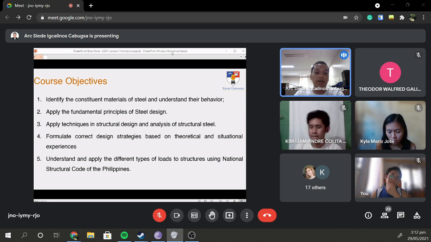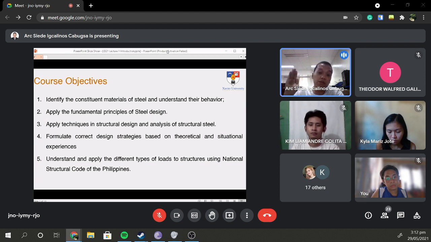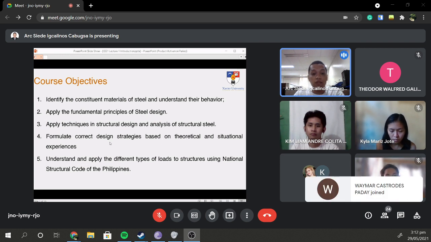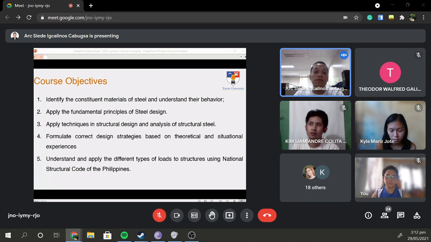Pero we are still going to review on that concept. Then ato na yung gamito nato ang mga steel, right? We'll also apply the fundamental principle of steel design. So mo to katong picture ganina, we'll try to design that one at the end sa to ang course. We'll apply techniques in structural design and analysis.